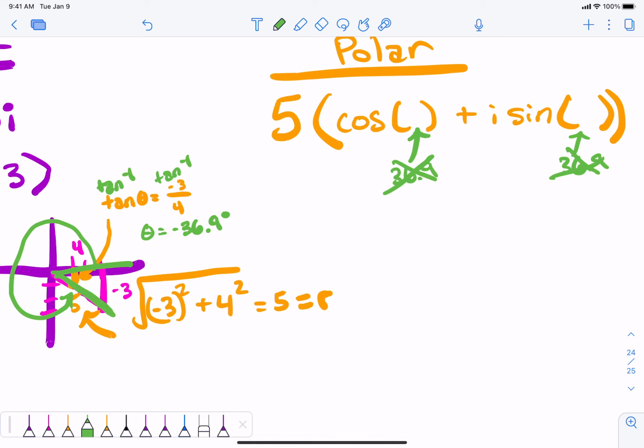So what do you do? Subtract the 36.9 from 360. So 360 minus 36.9 is going to be, I don't know, 323.1? Yeah, 323.1. That's what goes inside of here. 323.1 degrees.